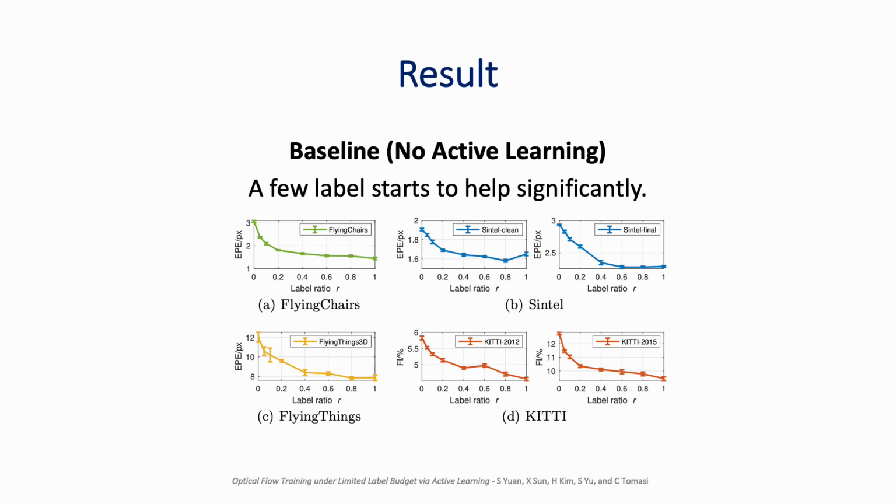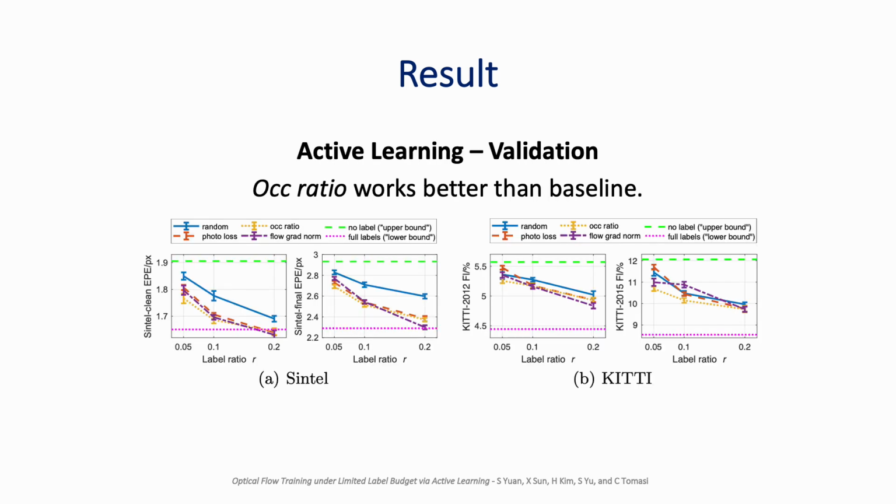Now, we show our results. We first show our baseline semi-supervised training results with random selection of labeled samples. For 4 different datasets, the error label ratio curves visualize the accuracy annotation cost trade-off. We can see even adding a few labels helps reduce the error significantly. Active learning results on the validation set show that all uncertainty scores work well compared to the random baseline. Specifically, the occlusion ratio score works consistently better than random, so we choose occlusion ratio as our final uncertainty score definition.